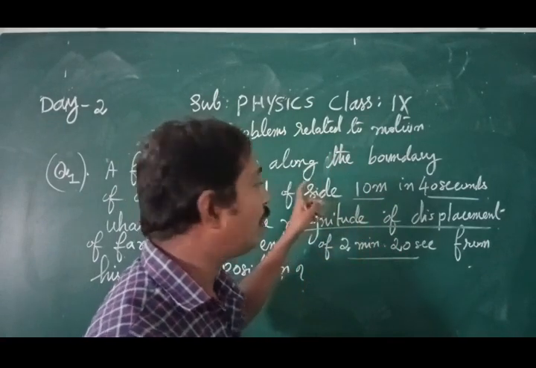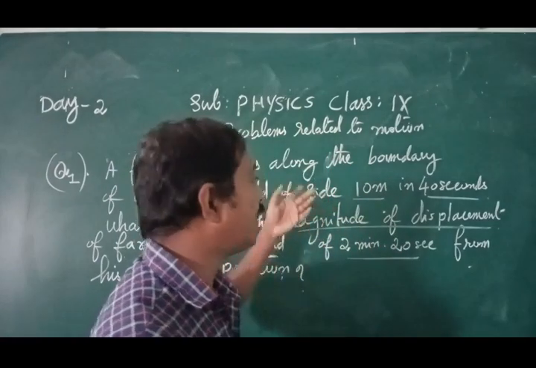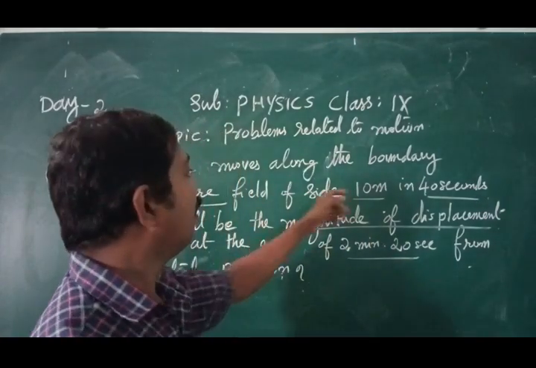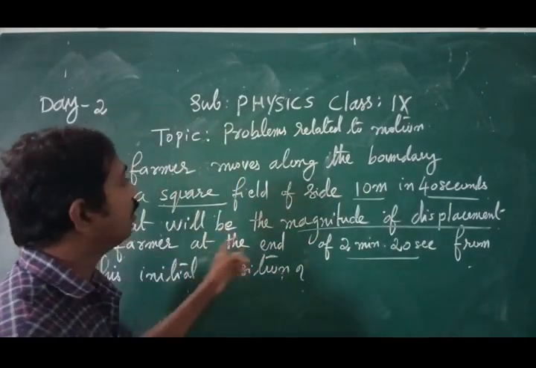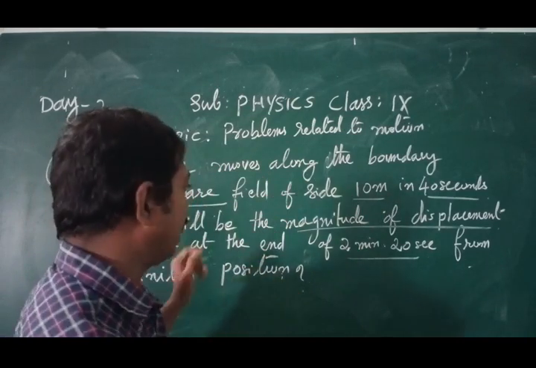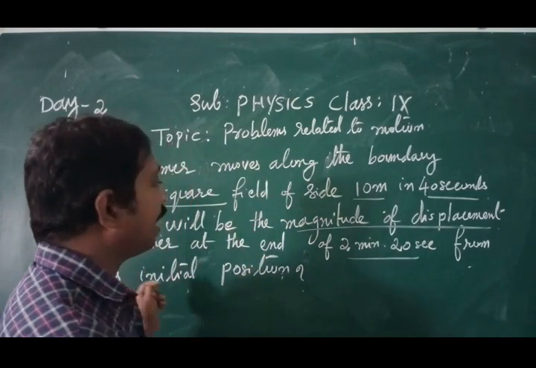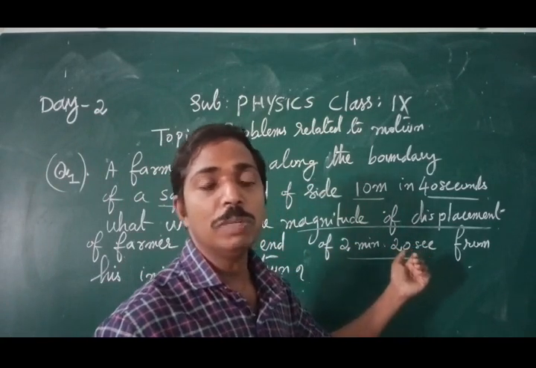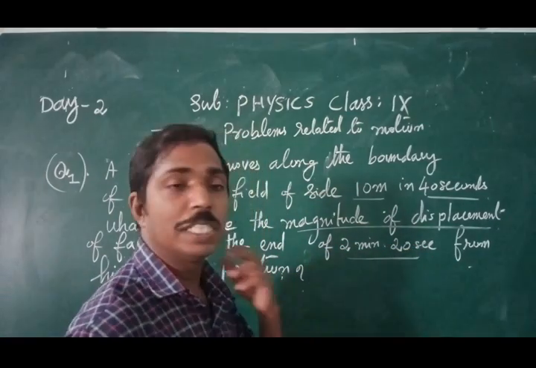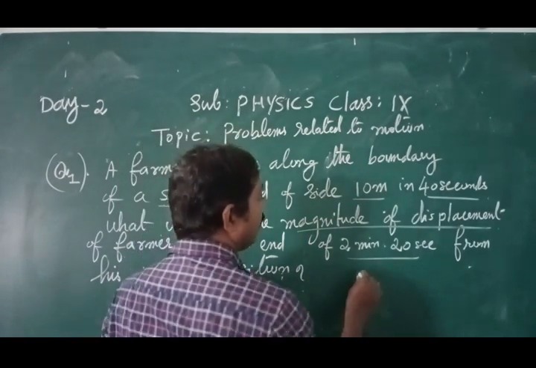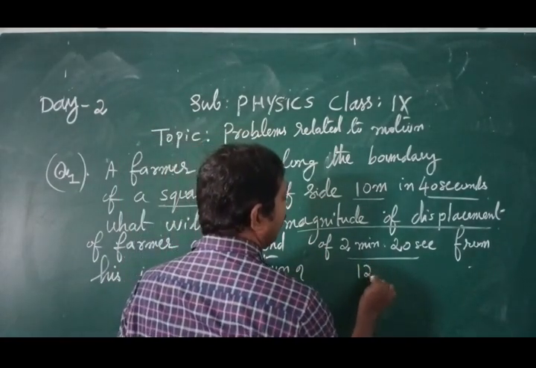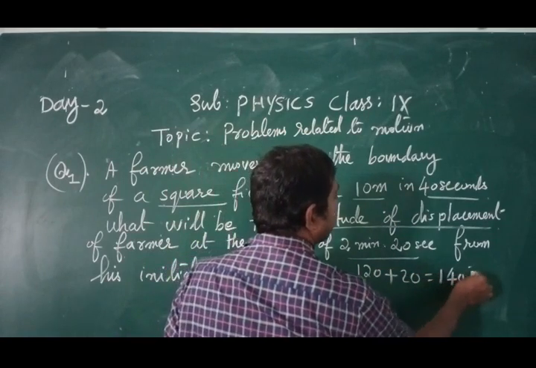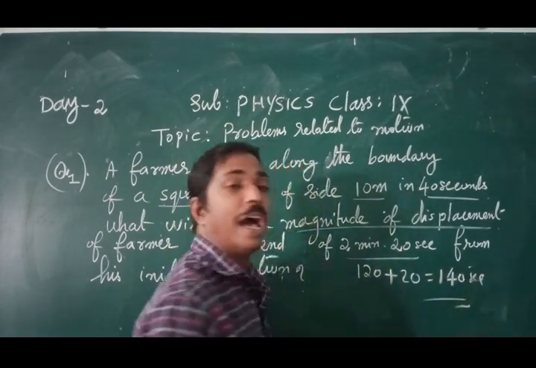In a square field, all sides are equal. Then 40 seconds is the time taken to cover one round along the boundary. The time given is 2 minutes 20 seconds. How many seconds will 2 minutes 20 seconds be? 2 minutes means 120, plus 20, which is 140 seconds.